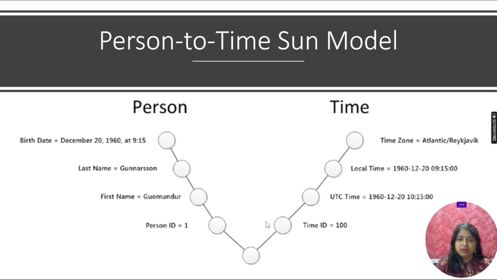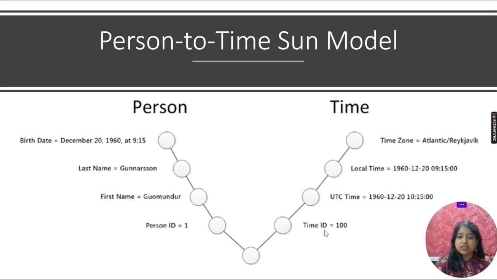Now, the person to time Sun model. Here we are connecting a particular person to a particular time, or we can say that the person's data was collected at a particular time. So the time at which the data was collected, or you can say the data is valid. The person will have the following information: the person ID, the first name, last name, and birth date. So in this example, the person ID is 1 and the first name and last name are given, and the birth date is 10th of December.